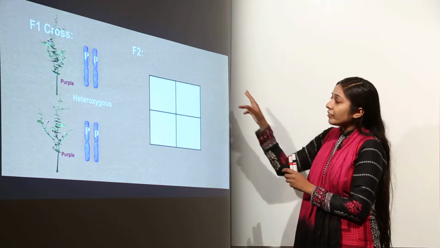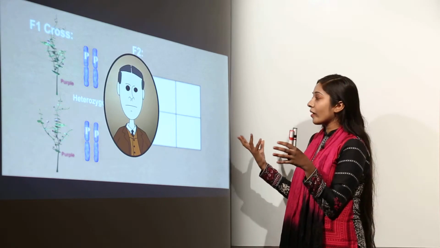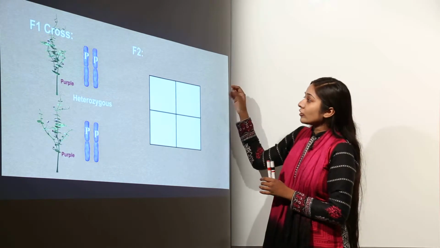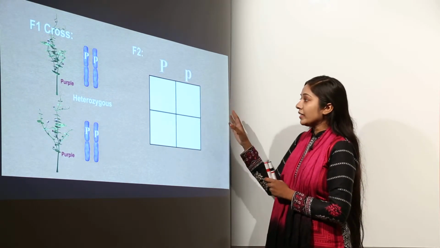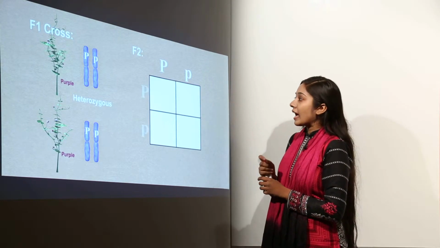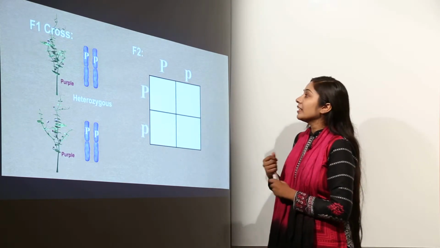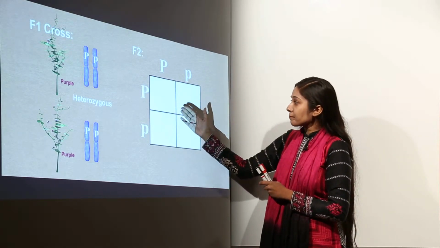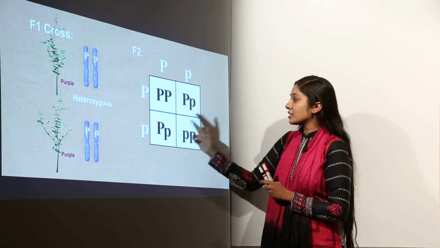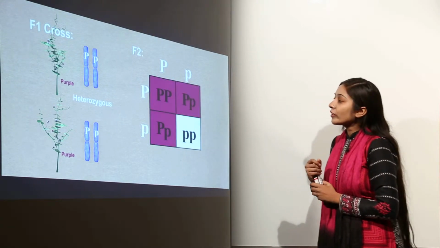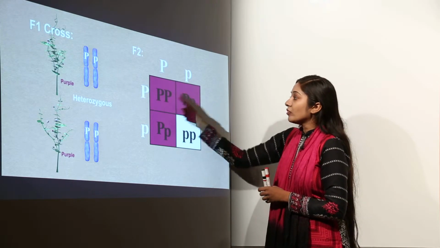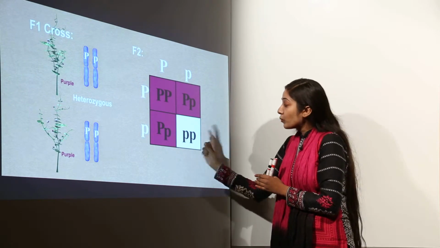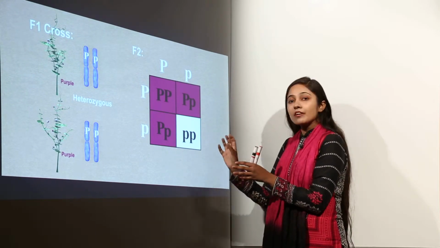We can also show this by a special square, that is the Punnett square, designed by Punnett. We'll take on the upper side both the genes, capital P, small p, and on the side also capital P and small p. We'll multiply them and we'll have these combinations, as you can see: capital P capital P, capital P small p, and small p small p. So you can make out that three plants will appear with purple flowers, and one plant will appear with white flowers.